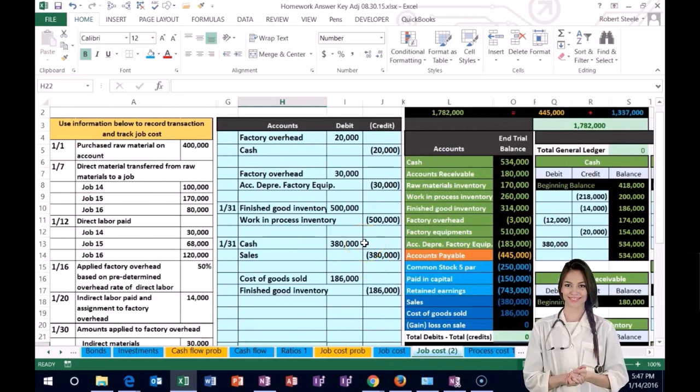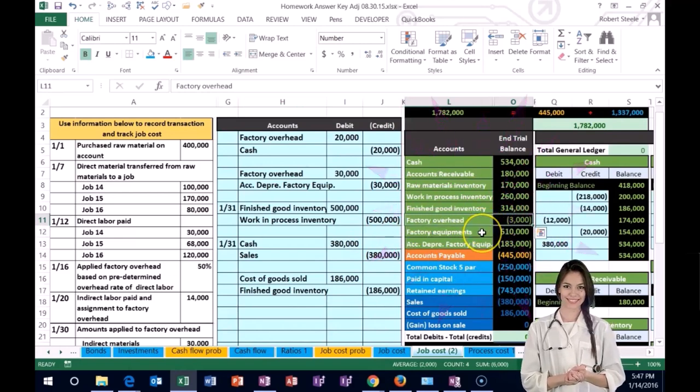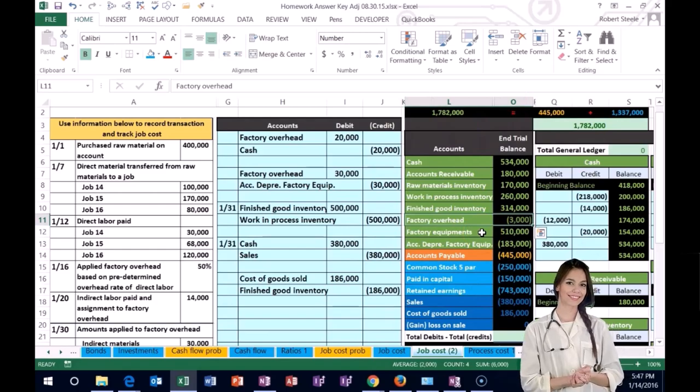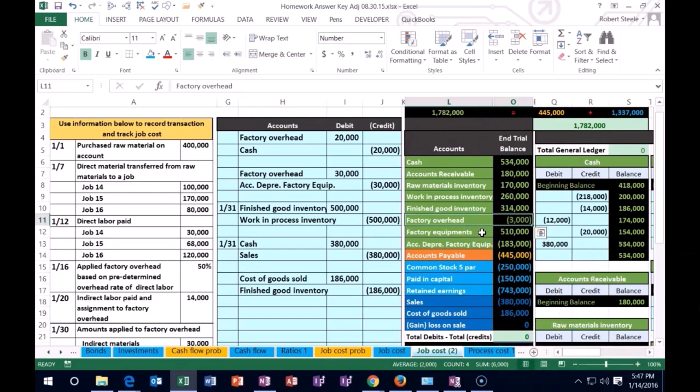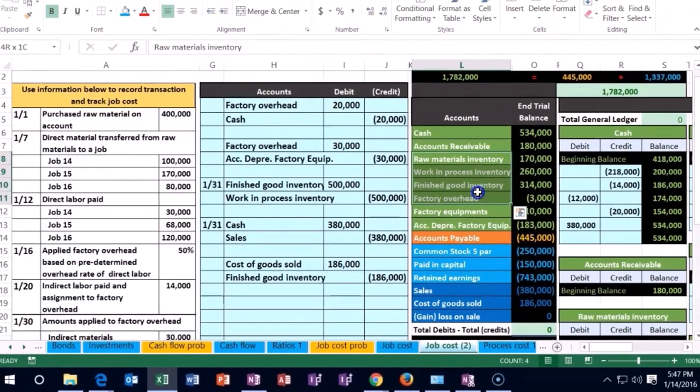So remember, if we look at the factory overhead, then we're done with the period here, and we have 3,000 negative in factory, 3,000 credit in factory overhead. What does that mean? Well, if we think of factory overhead kind of like part of inventory, it's part of the work in process and the raw materials, the finished goods and overhead are all the things that kind of we're using to record inventory.